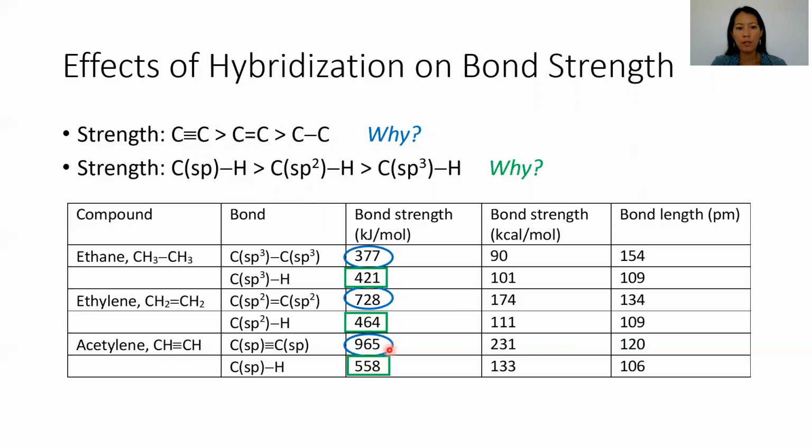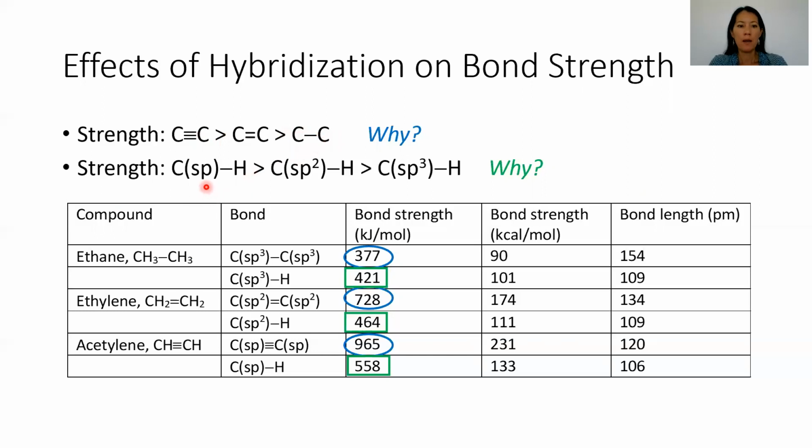I can show the numbers here. A triply bonded CC, 965 kilojoules per mole. It goes lower as you go to double and single. Why? Because there are just more electrons holding them together. Think of it as like 3 ropes or 3 cables versus 1 cable holding atoms together.